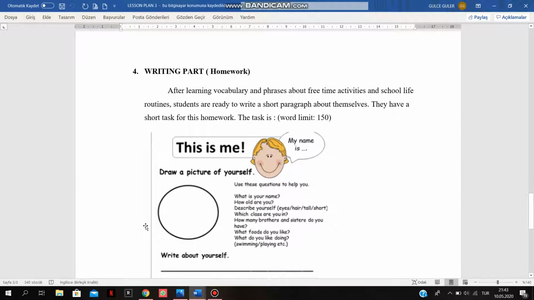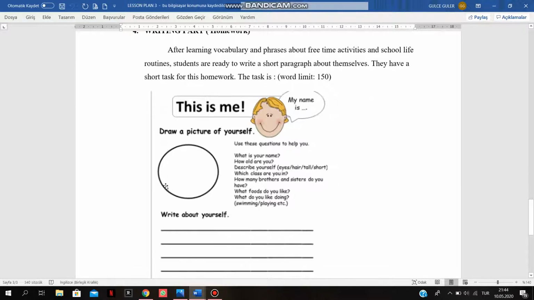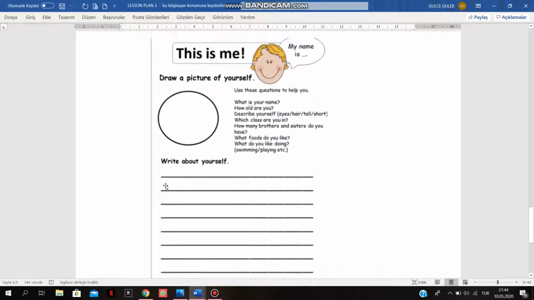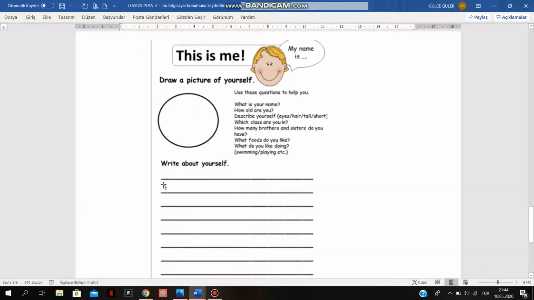This is good for homework because they learned some vocabulary and phrases about free time activities and school life routines in the reading part and speaking part. And they are ready to write a short paragraph about themselves and their free time activities. And they have a short task for this homework. This is their task that can be done as, I don't know, a big poster or a card.